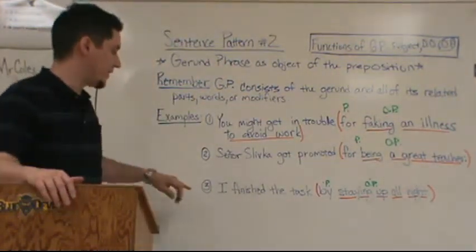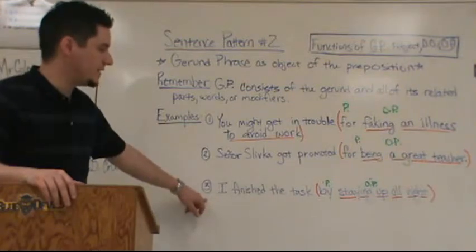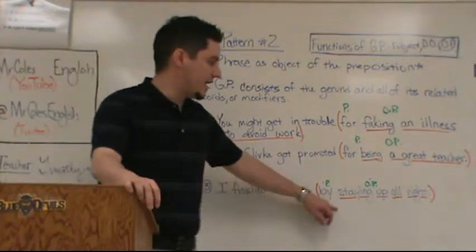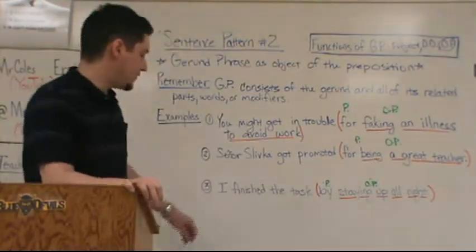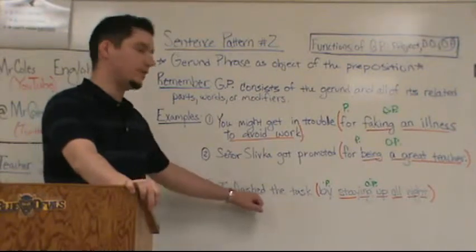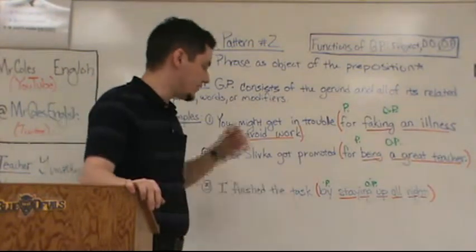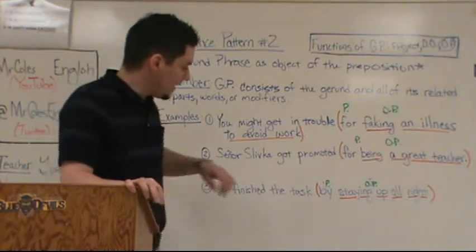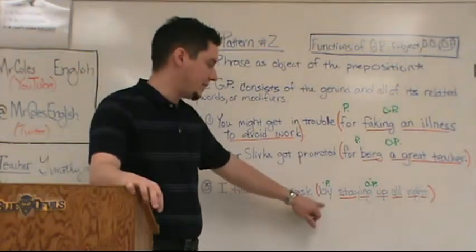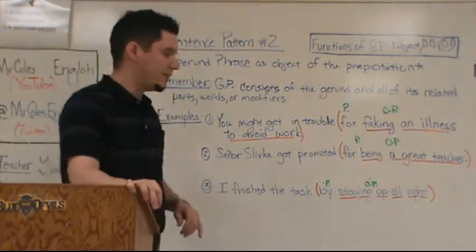Let's take a look at one more example. Number 3, I finished the task by staying up all night. In this case we have our subject I, finished is our verb. The task is what we finished, so it's our direct object. And our direct object is going to be modified by the prepositional phrase, by staying up all night.